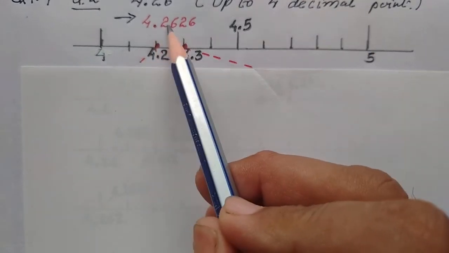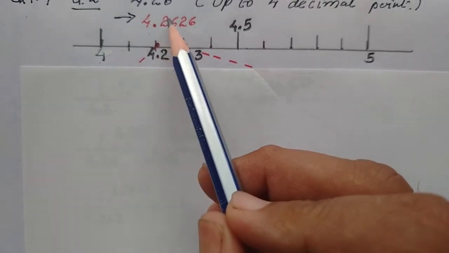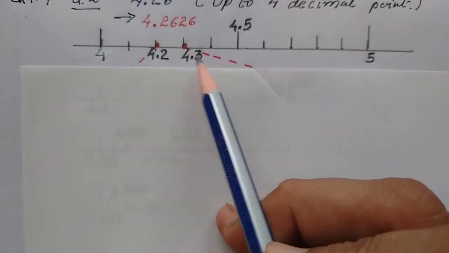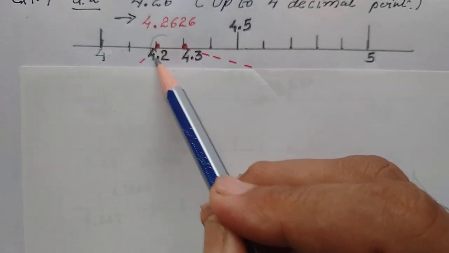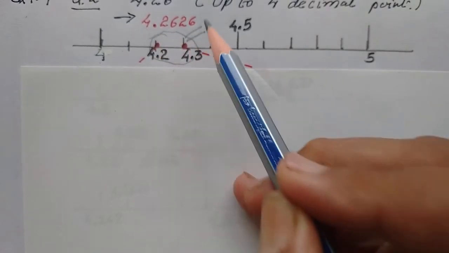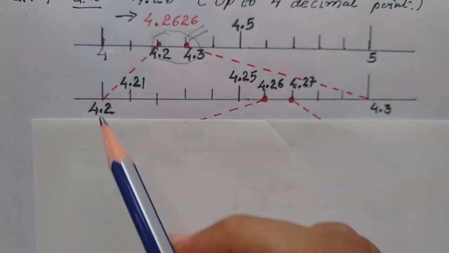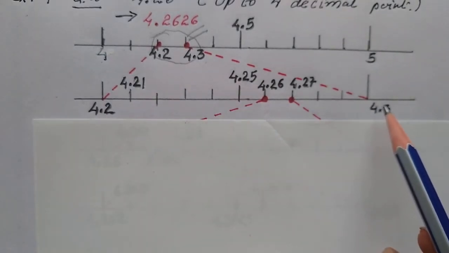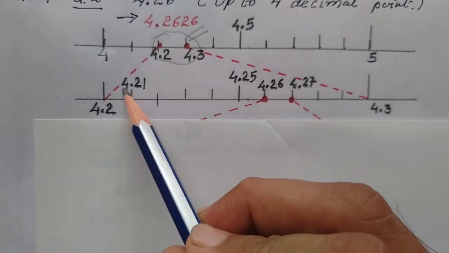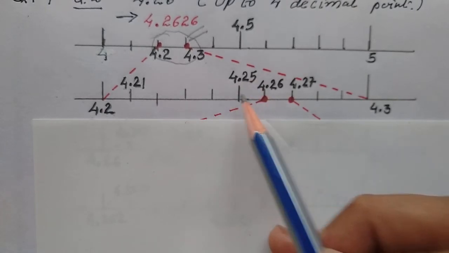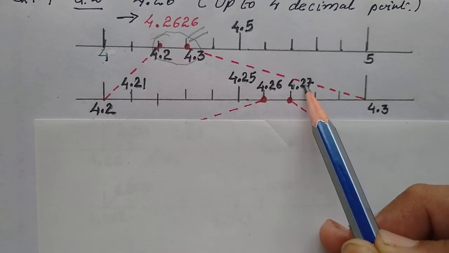Now children, it is 4.26. So here is the number 4.0, 4.1, 4.2. This number lies between 4.2 and 4.3. So we magnify this portion, children. Okay. So now see the next figure. We are getting this, children. 4.2, 4.3, children. Now children, we want 4.26 here. So 4.2, 4.21, 4.25, and this is 4.26, 4.27. So these are our two required numbers.